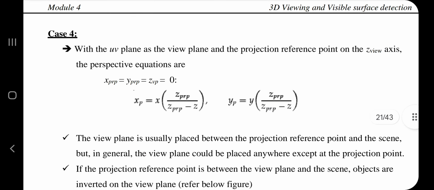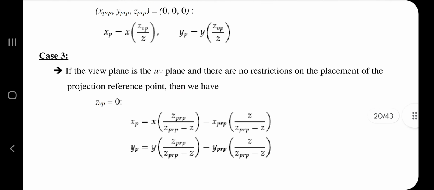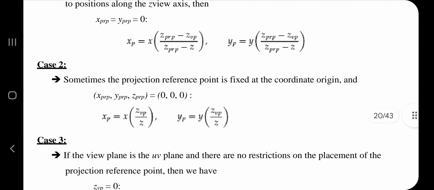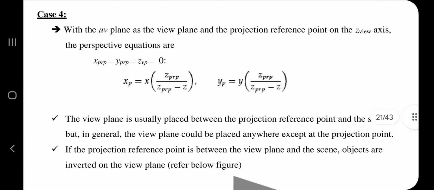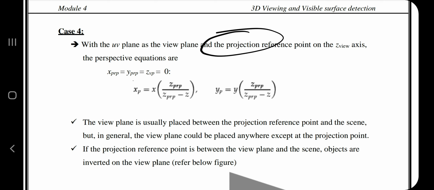In case 4, instead of cutting off the whole thing, see, in this we cut this whole thing, right? Instead of that, you will just cut this one. Just cut minus zvp. What you remain with? zprp by zprp minus z. That's the same thing we will write in case 4. zprp by zprp minus z. X and y, xp and yp. Okay, don't worry about this. I'll tell you what to write here, but for now just focus on the equation.